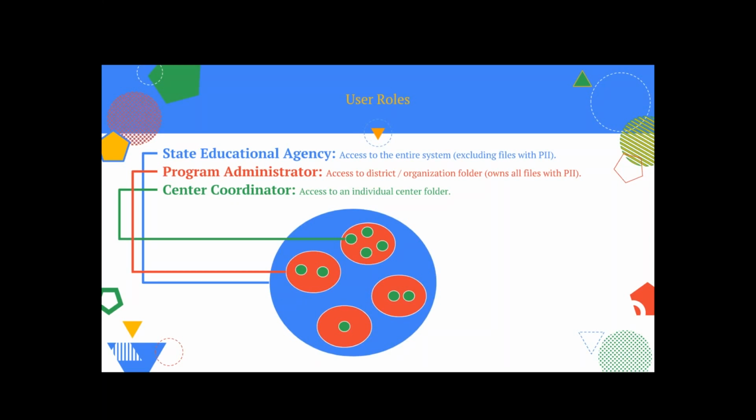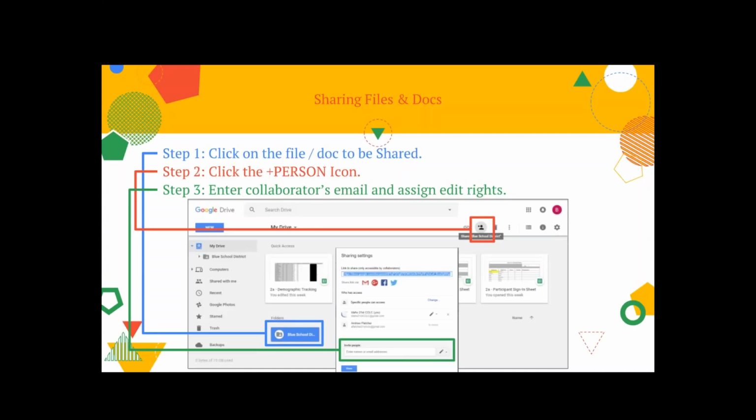So we have the blue, which represents the State Department of Ed, and then the red, which is a program director or administrator that has access to that entire district or organization folder, and then a green, which acts as a center coordinator if the program so chooses to use. So let's jump into sharing files and docs with others.